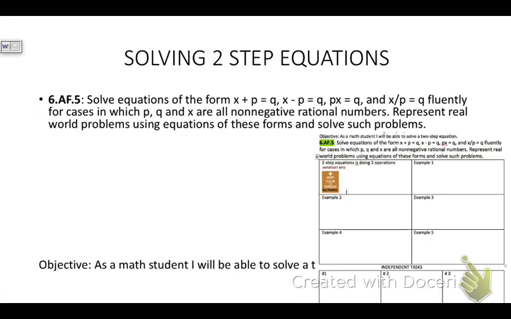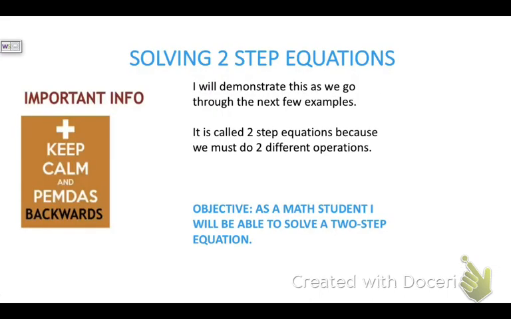Here we go, ladies and gentlemen. Your objective again as a math student: I will be able to solve a two-step equation. This piece right here, I found from someone else, and I like the idea, so I just wanted to highlight that. Just stay calm. Just stay calm, okay? That's the important piece right there.